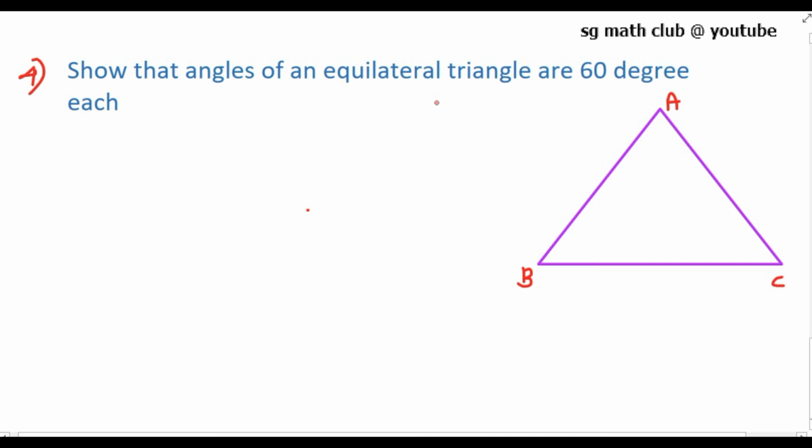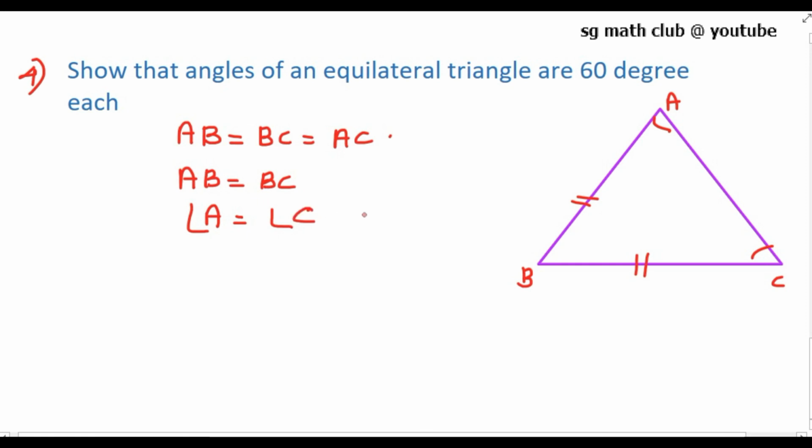We are going to use this property, that is angles opposite to equal sides of the triangle are equal. We know that in an equilateral triangle all the sides are equal. So I can write AB equal to BC equal to AC. Now if I take the first two, AB equal to BC, since the sides are equal, angles opposite to these equal sides will also be equal. So I can write angle A is equal to angle C. Let this be equation number 1.